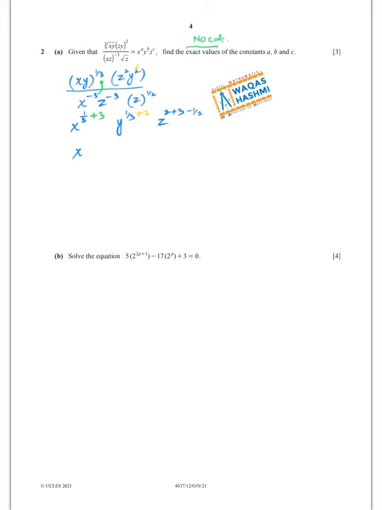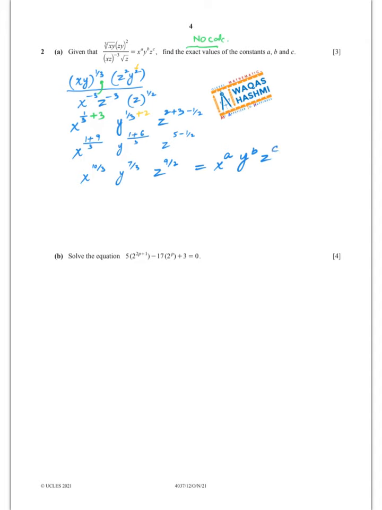So that will be x to the power, if you take LCM, it will be 3. It's 1 plus 3 3s are 9. Y to the power, the LCM is 3. It will be 1 plus 3 2s are 6. And z will be 5 minus 1/2. So you got x to the power 10/3, y to the power 7/3, and z to the power 9/2. Alright, you need to compare it with x^a, y power b, and z power c.